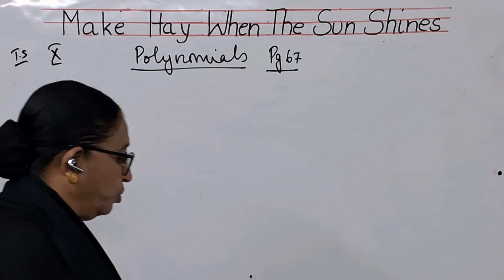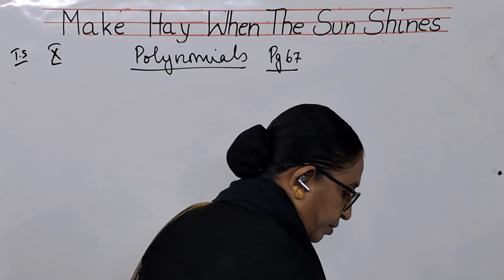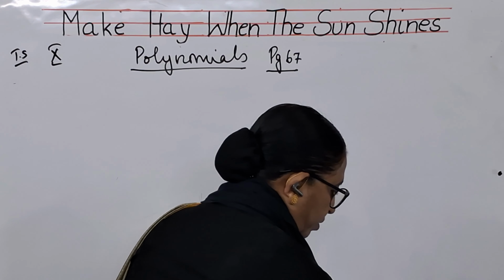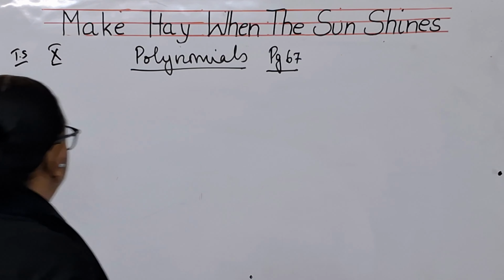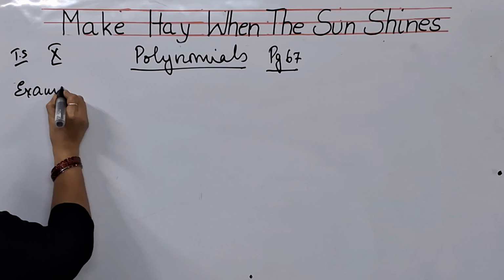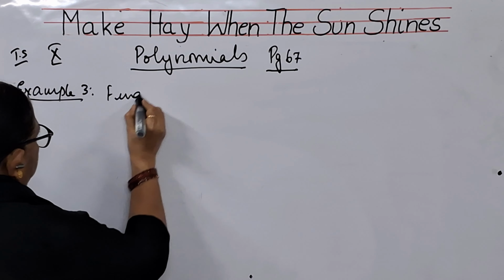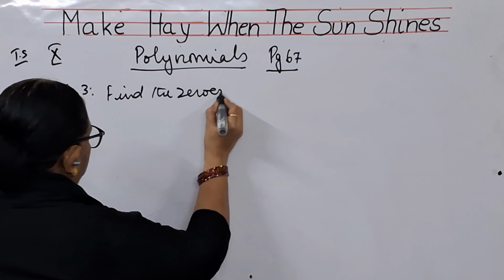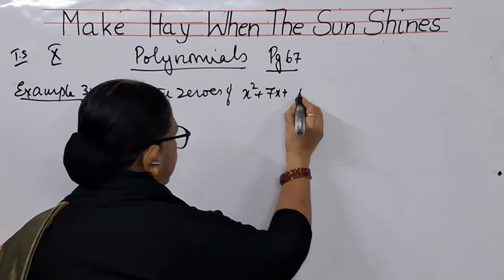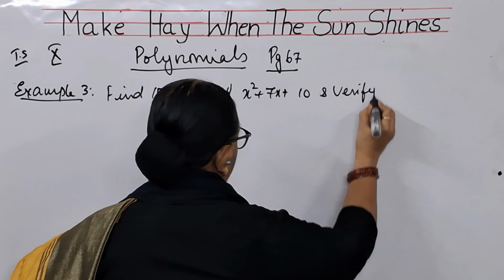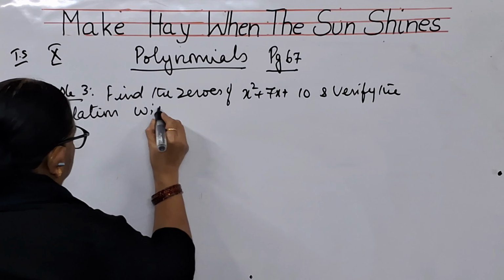Here we are going to talk about examples. I have done coefficients. Now on page 67 we have example 3 and example 4. Let me talk about example 3. What is example 3? You have to find the zeros of x square plus 7x plus 10 and verify the relation with coefficients.